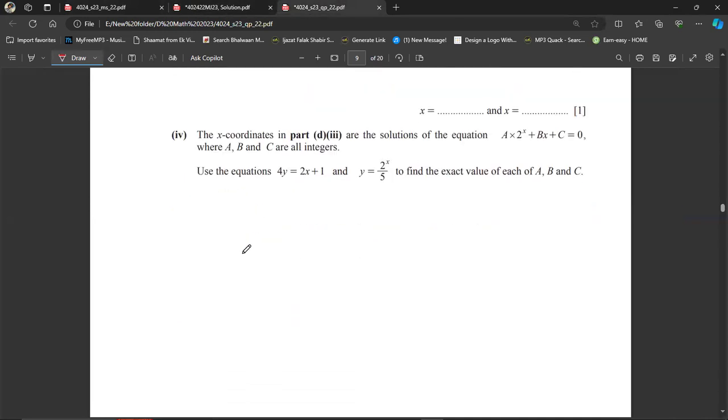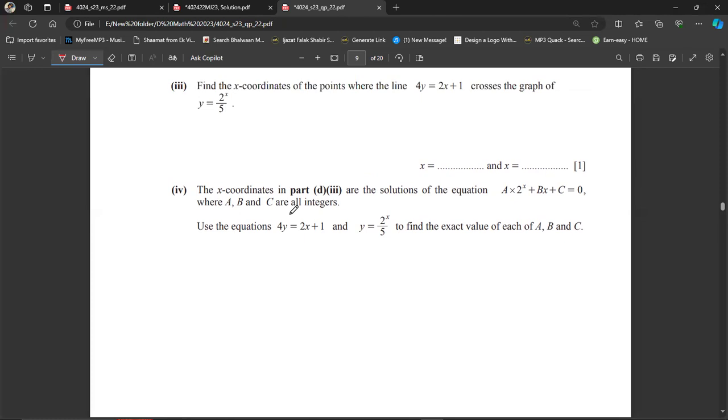He says the x coordinates in part D, the third part, are the solutions of the equation a into 2 raised to power x plus bx plus c equals 0, where a, b, and c are all integers. Use the equation 4y equals 2x plus 1, where y is equal to 2 raised to power x divided by 5, to find the exact value of each of a, b, and c. Okay, so it's a famous question.